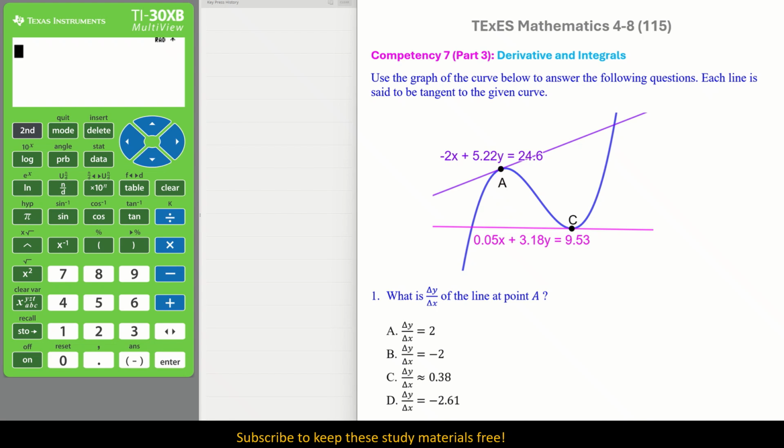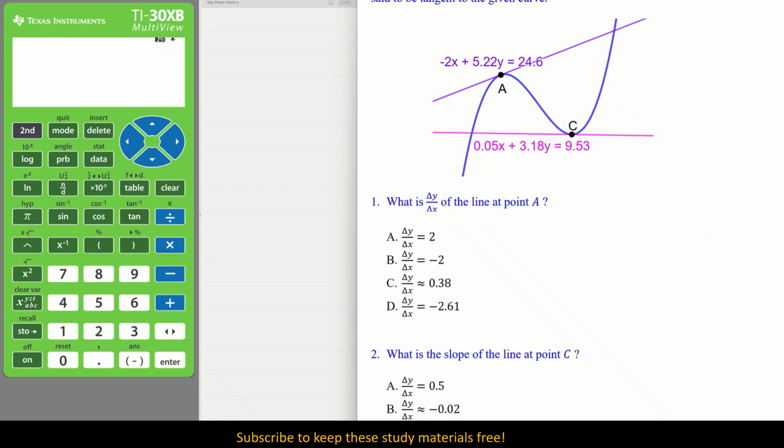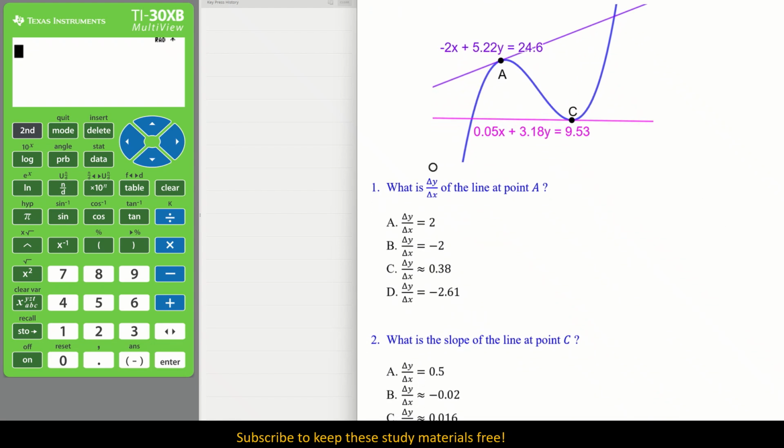Okay. All right. So let's look at number 1, and we'll just move up a tad bit, but we still need to see our picture. What is the change of y over the change of x of the line at point A? Well, that's the same formula that we did in the prior video. That's just the slope of the tangent line. So how do we calculate this? Well, we can't use that formula. Well, you put it in y-intercept form and voila, and we have it.